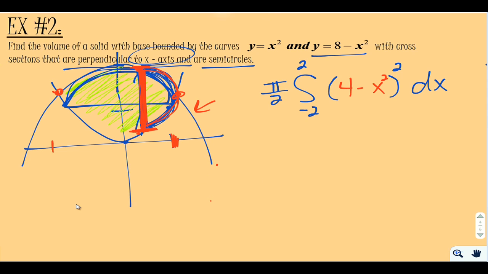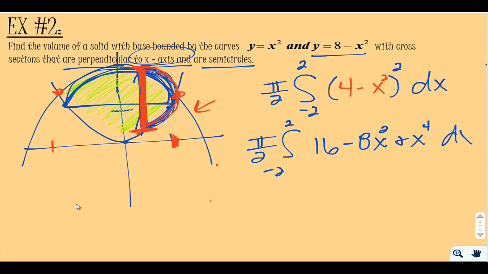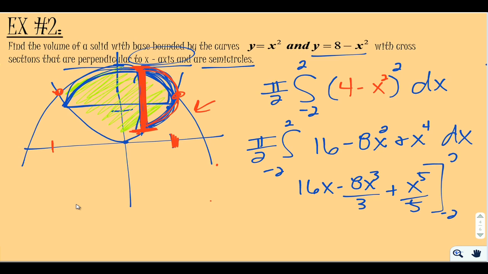All right, let's integrate it. Here we go. I'm probably going to FOIL this out before I integrate it. I have pi over 2 from negative 2 to 2 of 16 minus 8x squared plus x to the 4th. Okay, I'm going to integrate. I have 16x minus 8x cubed over 3 plus x to the 5th over 5. I'm integrating from negative 2 to 2, and don't forget about your pi over 2 in the front.